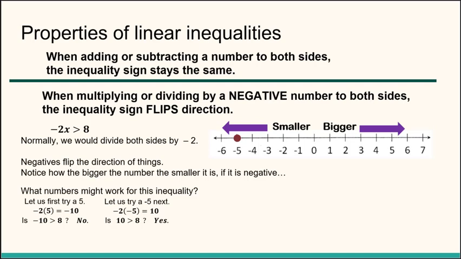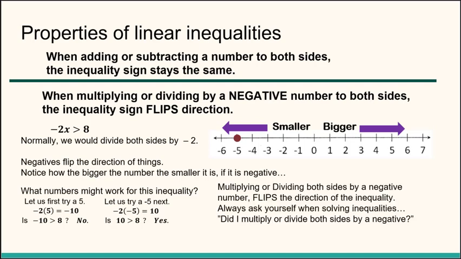That means whenever I get my answer, that number right there, that negative 5, see where I put the dot on that negative 5? It better be shaded in. Multiplying or dividing both sides by a negative number flips the direction of the inequality because of the way the values change when they're negative. Always ask yourself when solving inequalities, did I multiply or divide both sides by a negative? Because if you did, flip that inequality. So if I divide both sides by a negative 2, I see that x is going to be less than negative 4.